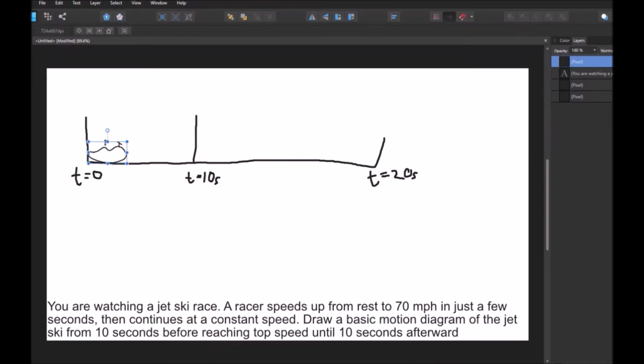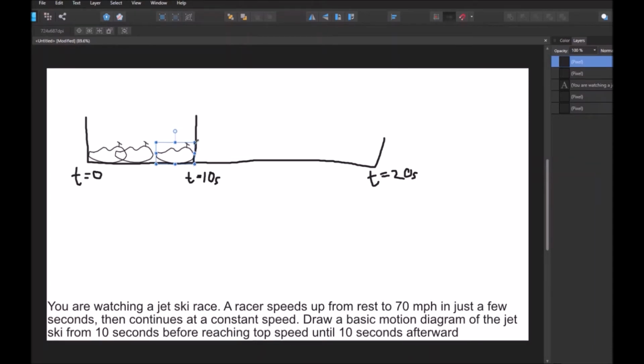So if I put in another one to represent another jet ski, I can say that because it's speeding up, it's not going to be way out here. So I'm going to put it closer to right there. And then it's still speeding up, so it's right there. And now we can say that it's at t equals 10 seconds.